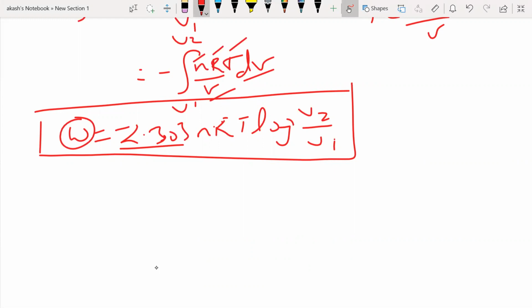Now this equation can be modified a little bit using Boyle's law. According to Boyle's law, we have P1 V1 equal to P2 V2. So that can also be substituted because I have V2 by V1 here.